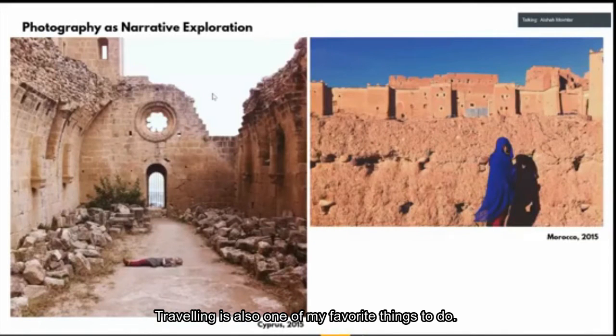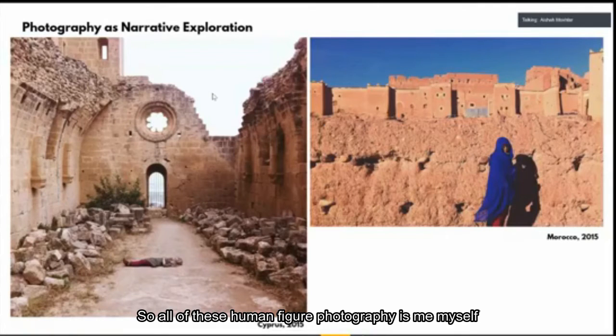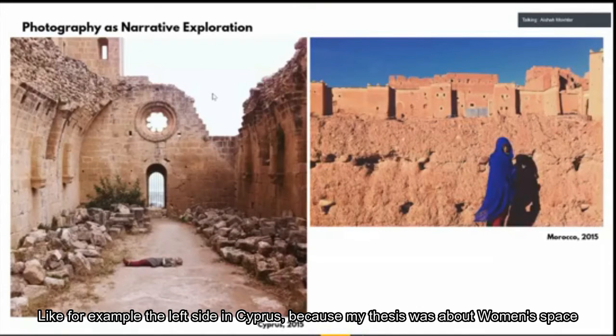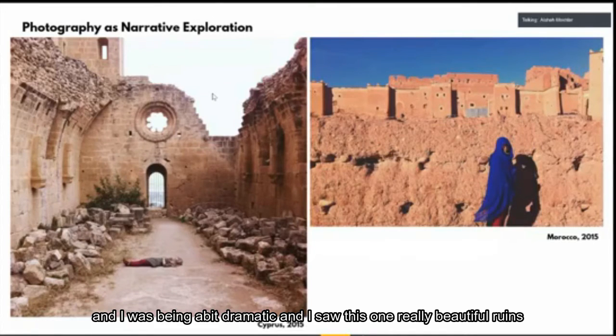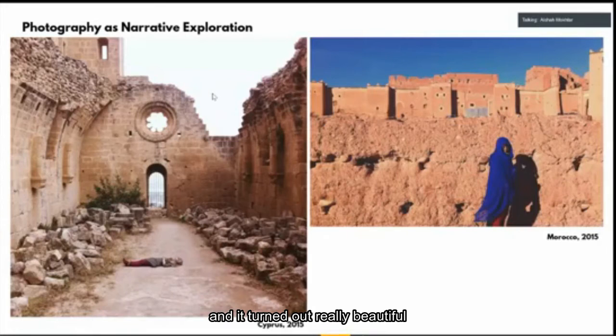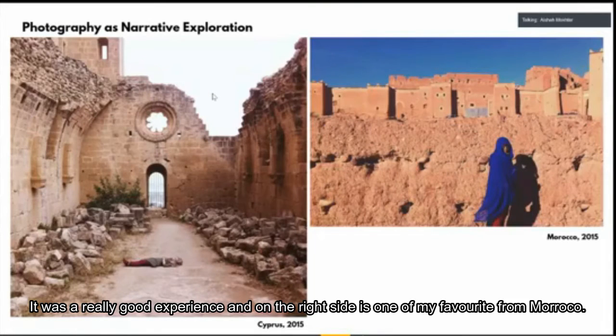Traveling is also one of my favorite things to do. When I travel, I go a little bit dramatic. All of the human figures in this photography are me myself. For example, on the last slide in Cyprus, because my thesis was about women's space, I was being a bit dramatic, and I saw this really beautiful ruins. I was like, can I just lay in the middle of that, and can you take a picture of me? And it turns out really beautiful. It was a really good experience. And on the right side is one of my favorites, from Morocco.